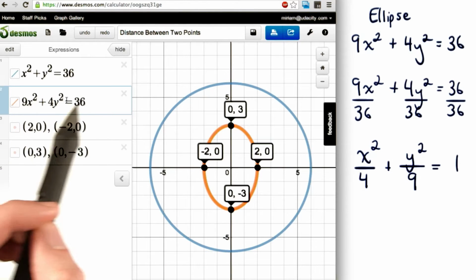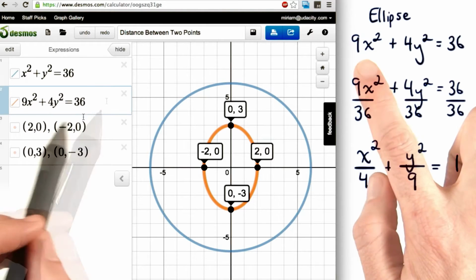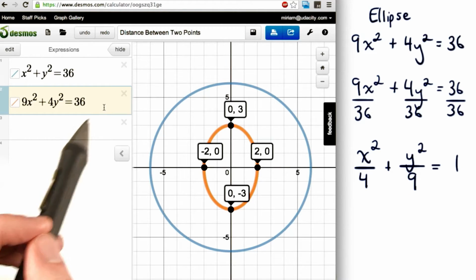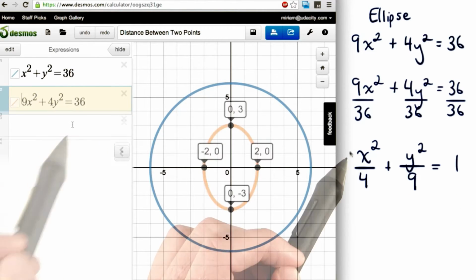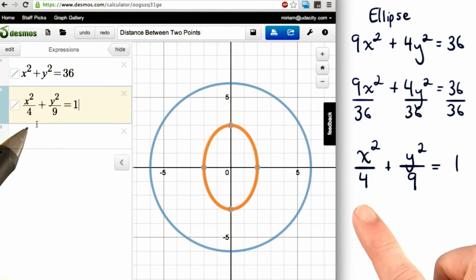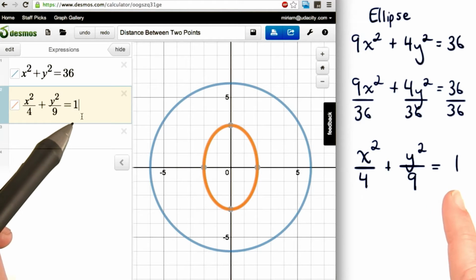Now, there's an easier way to graph this ellipse than finding the x-intercepts and y-intercepts. Remember that this equation is the same as this equation, so let's graph this one instead. I'm going to get rid of this equation first, and now I'm going to write this equivalent equation in its place. We'll have x squared divided by 4 plus y squared divided by 9 equals 1.